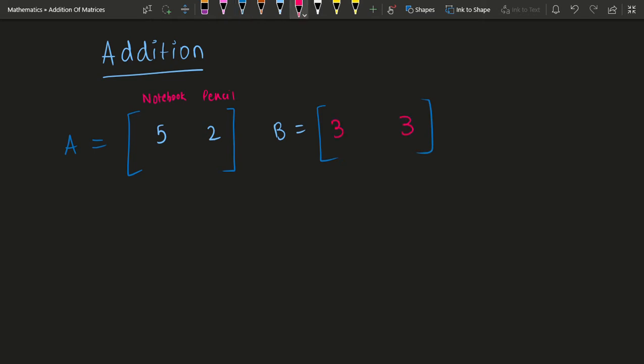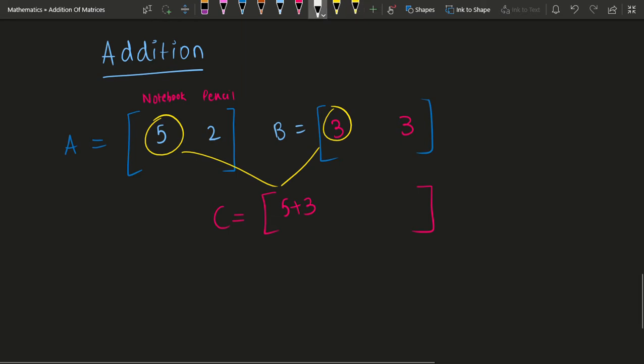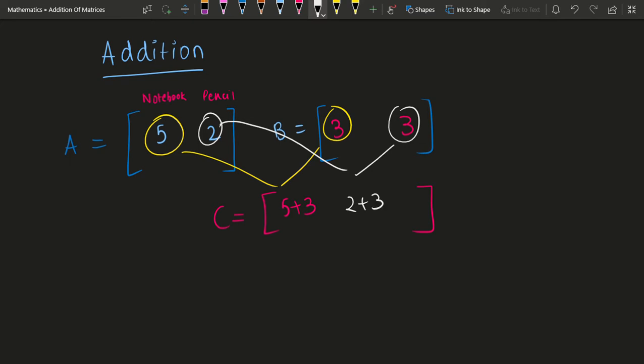Let's say A and B decided to give all of their possessions to a third person named C who had nothing with him. So C would basically get 5 plus 3 notebooks, and 2 plus 3 pencils. What we're doing is adding both the matrices element wise, and you can extend this to whatever application you want.